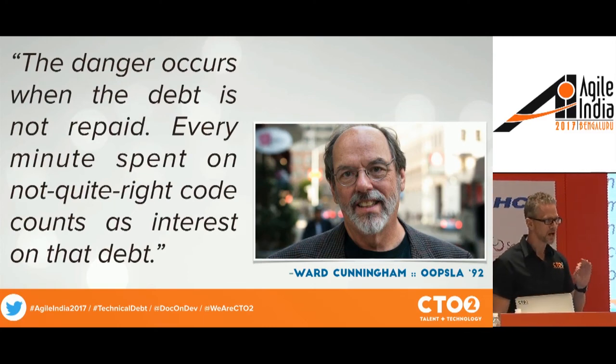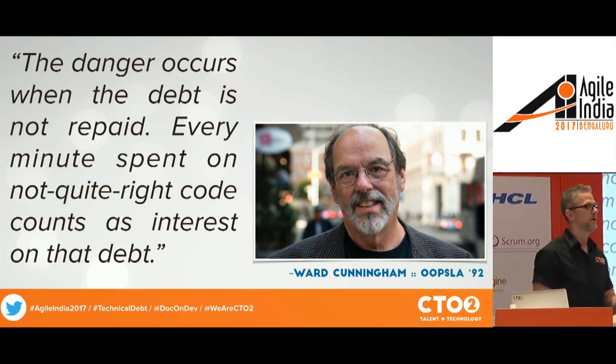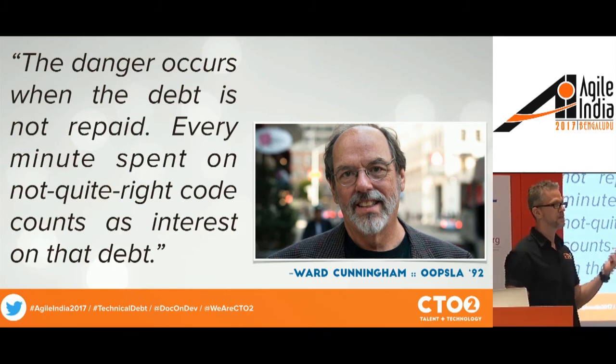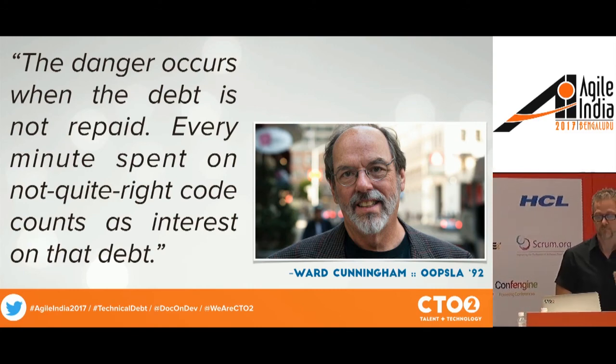Now, I want to dive into this last sentence in Ward's description of technical debt, because I think it's really important. Ward is quite deliberate about the things that he says and the way that he says them, and there's subtlety in all of it. And this sentence, more than anything else, clarifies his perspective on technical debt. He says, the danger occurs when the debt is not repaid, right? And every minute spent on not quite right code counts as interest on that debt.